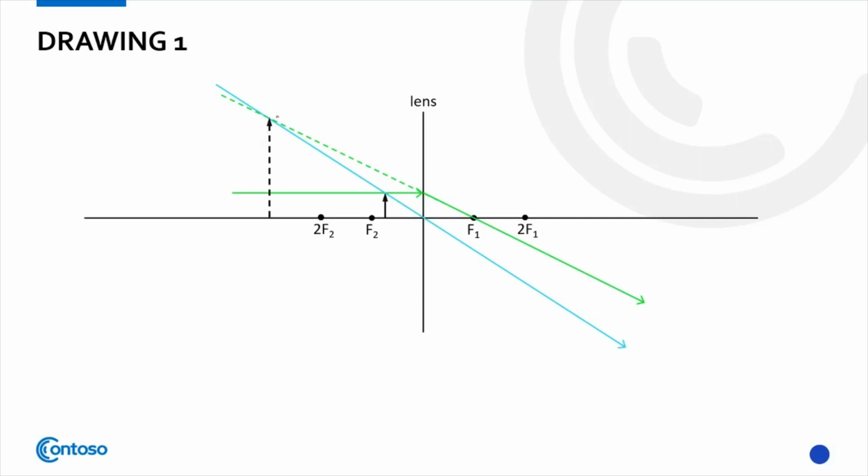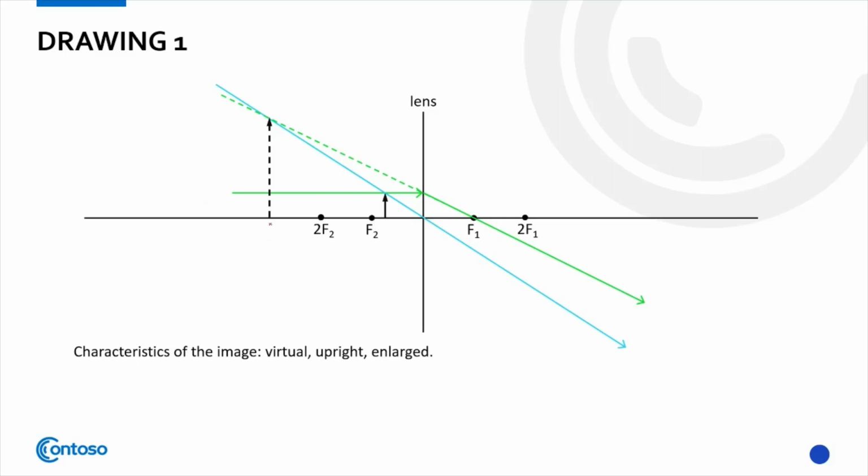Remember, the tip of the image must be positioned at the point where the refracted rays intersect. From this drawing, we can conclude that the characteristics of the image are virtual, upright, and enlarged. Why virtual? Because the image and the object are on the same side. It is upright and enlarged.